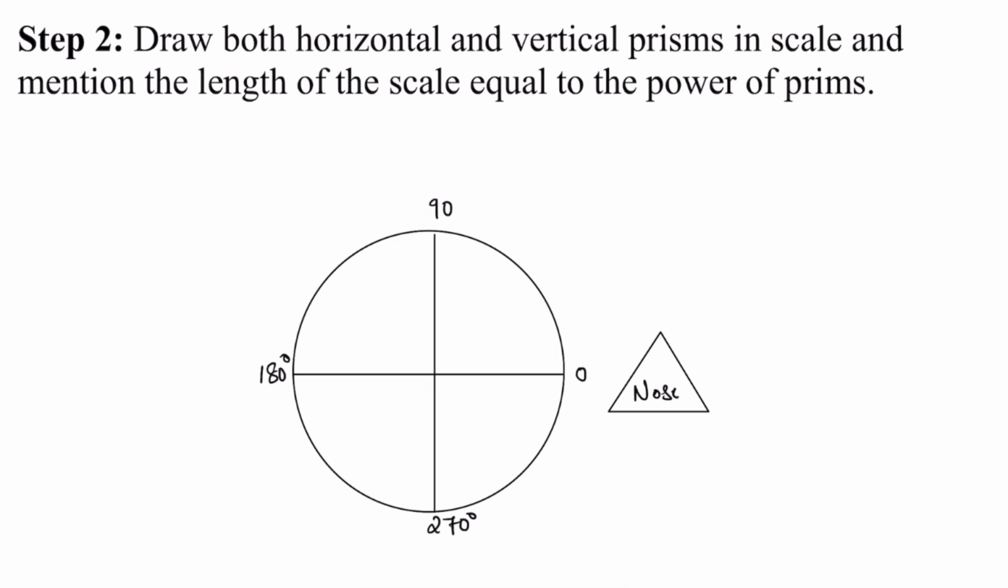So step 2 is draw both horizontal and vertical prism in a scale and mention the length of the scale equal to the power of the prism. As we have a question where it says 4 prism diopter base up and 5 prism diopter base out, we're going to draw it now. So here we're going to mention 4 prism diopter base up, and the next one will be base out, so it will be away from the nose, somewhere here, 5 prism diopter.